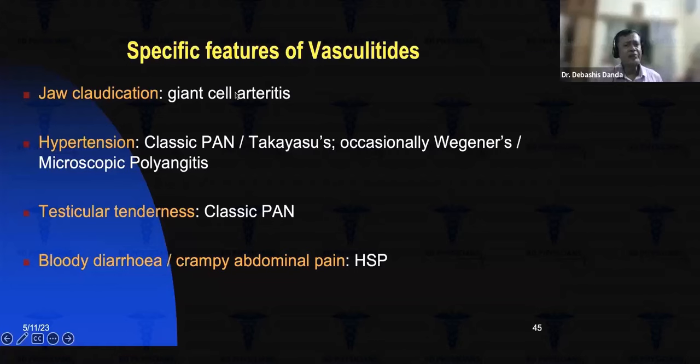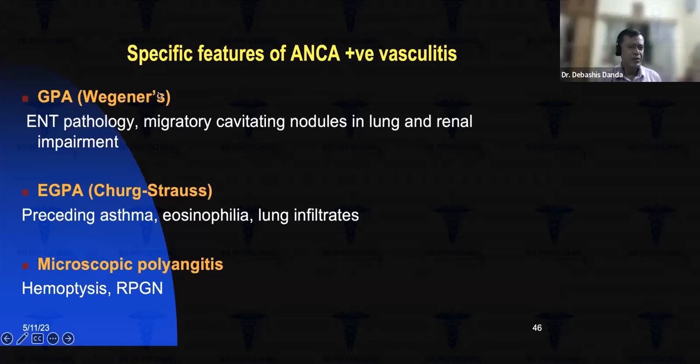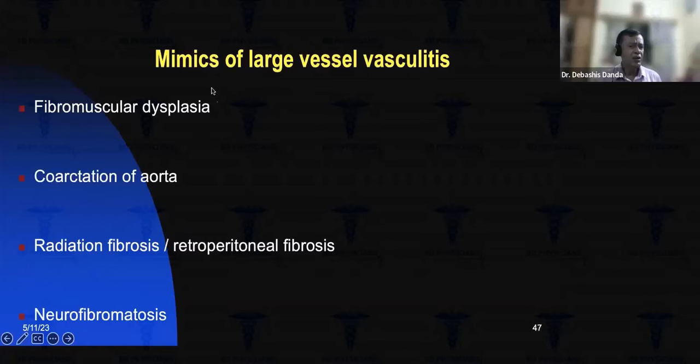Jaw claudication can be seen in giant cell arteritis. Hypertension can be seen in classic polyarteritis, Takayasu's, and occasionally microscopic polyangiitis. Also, testicular tenderness can happen in classic polyarteritis nodosa, and bloody diarrhea and crampy abdominal pain can happen in HSP, which is now known as IgA vasculitis. In GPA or Wegener's, we can have ear, nose, throat involvement, migratory cavitating nodules, and lung and renal impairment. EGPA or Churg-Strauss can have preceding asthma, eosinophilia, and lung infiltrates. Microscopic polyangiitis can have hemoptysis and rapidly progressing glomerulonephritis.